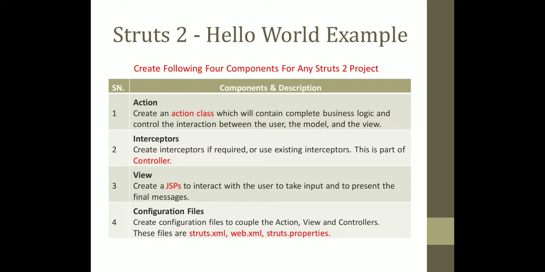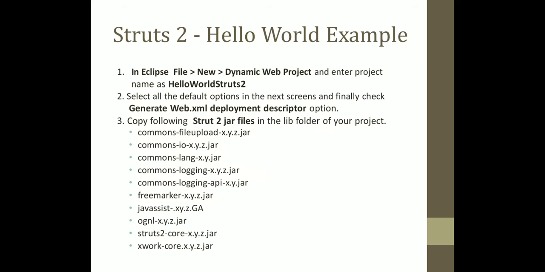That is the result. And fourth is configuration files. So create configuration files to couple the action, view and controllers. These files are struts.xml, web.xml, struts.properties. So these 4 components must be there for any project using Struts2. So how to implement it in Eclipse, how to exactly write the code. All the steps should be followed in a well defined manner so that the required output can be achieved.